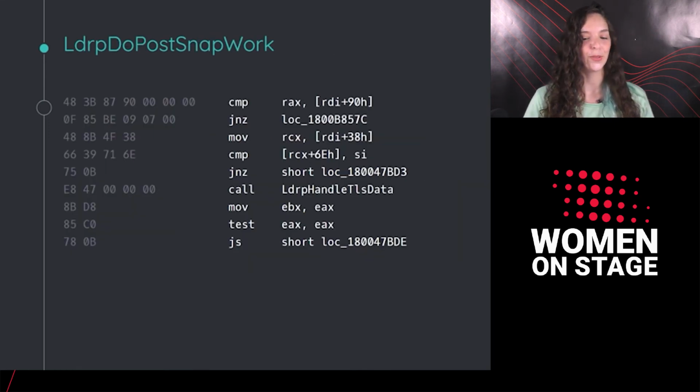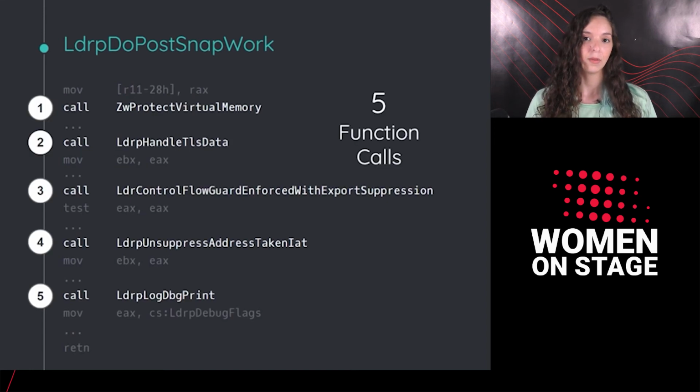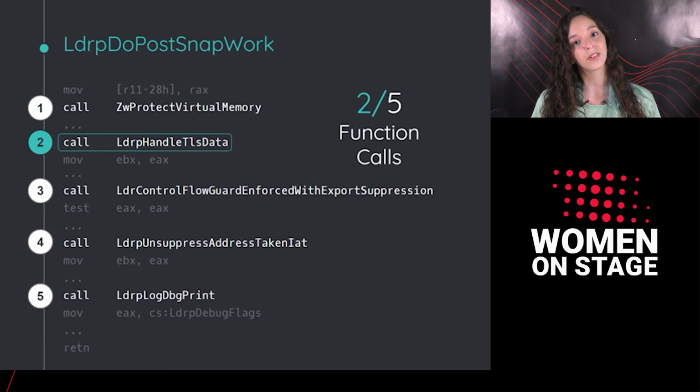So back to our code. And this time, I want us to focus on the fuller view of this function. And we can see here that it has 5 function calls inside. And our function is the second function that's being called. So if we step into the offset that we found in the second call in this function, we will get to our target function, right?